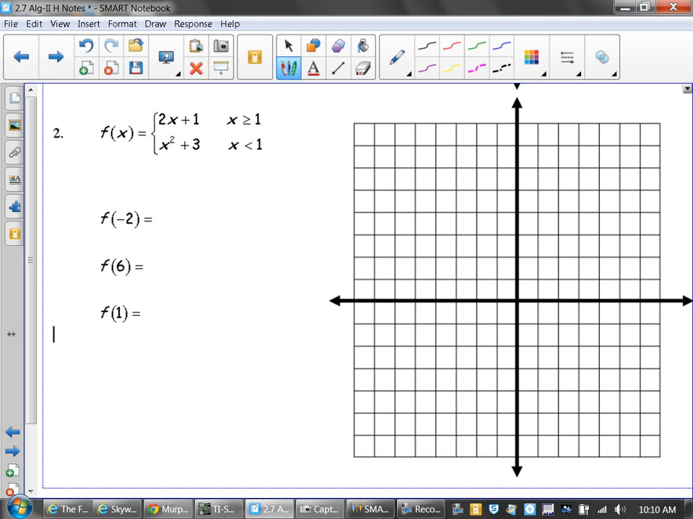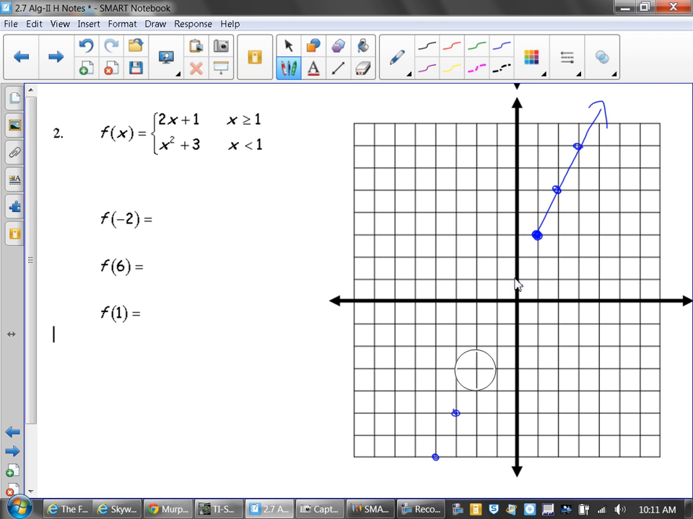2x plus 1. I start at 1 and I walk my slope of 2. I look at my domain. I want it to be only for when x is greater than or equal to 1. So I go over here to the 1. It's a solid dot, and I need to go up. Erase the rest.